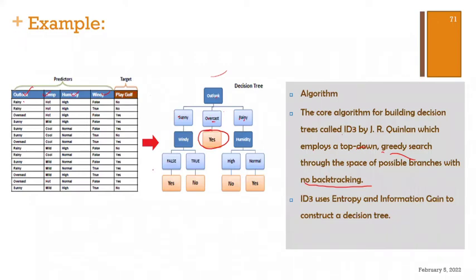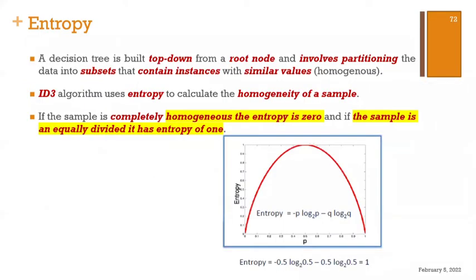The major building block of ID3 is what we call the entropy and the information gain, which we use to select the attributes to be used in partitioning the tree. Now, let's look at entropy. How do we calculate our entropy?